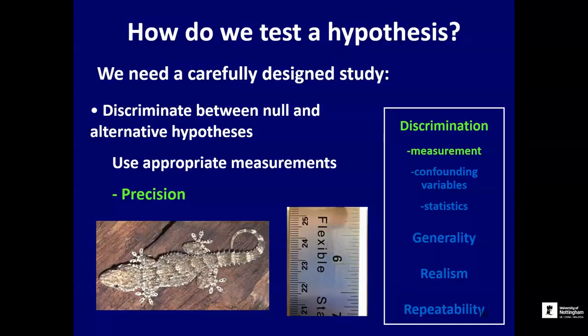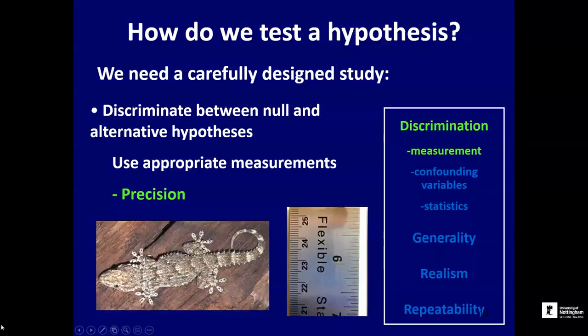So choosing the sort of Goldilocks level of precision, which allows you to take quick, efficient measurements and yet which gives you meaningful variation in your data set that you can make sense of, is a really important part of discriminating in an experiment.